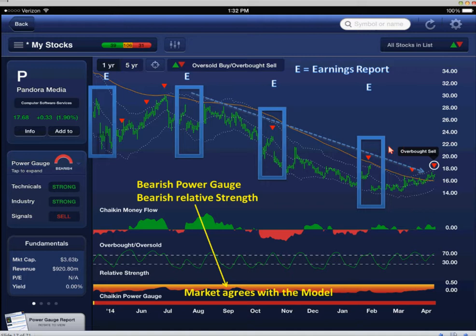These patterns repeat over and over and over again. Stocks with bearish power gauge ratings report negative earnings surprises at a much higher rate than you'd expect based on probability.